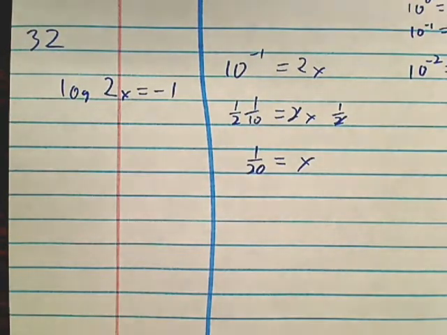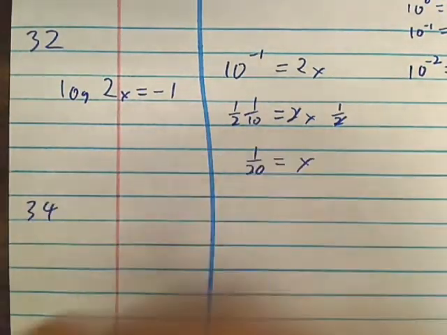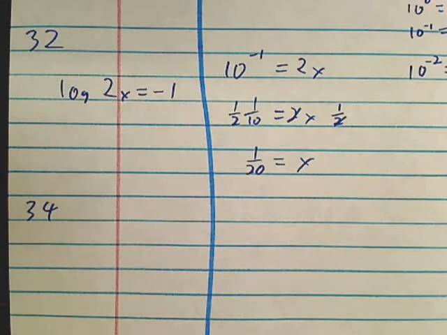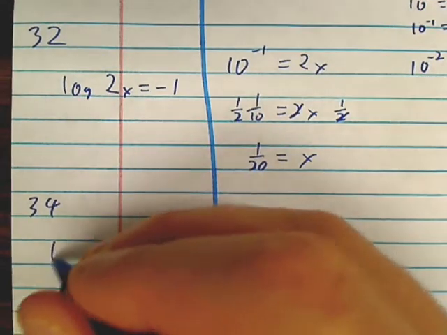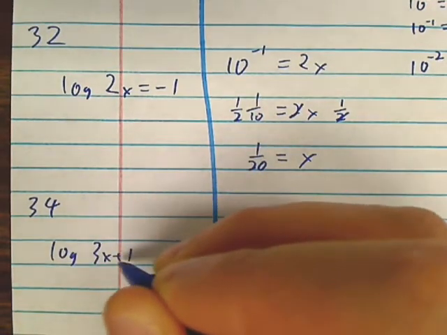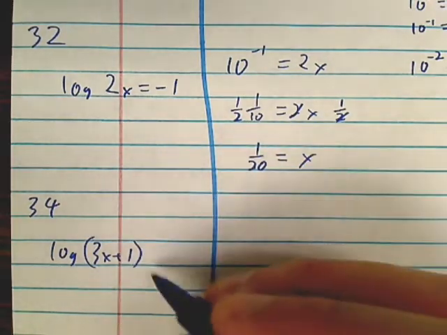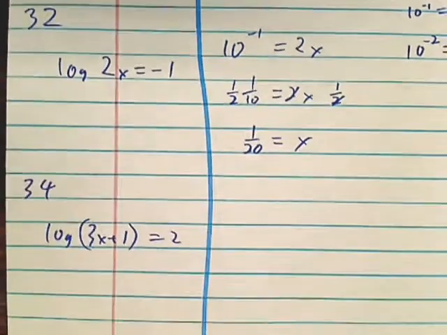Let's try a couple more. Let's try 34, another one kind of like this. And 34 says log of 3x plus 1 in parentheses, and the parentheses are important here, equals 2. Go ahead and try that out.